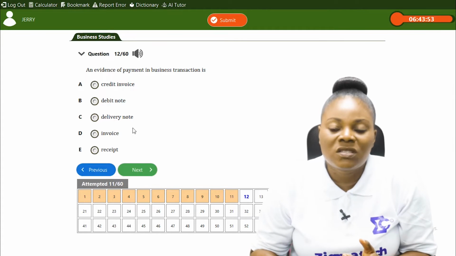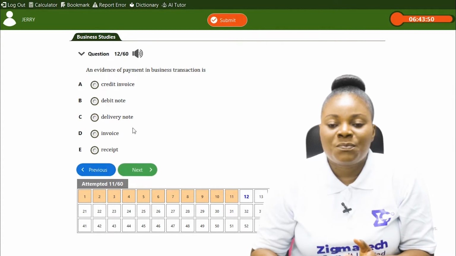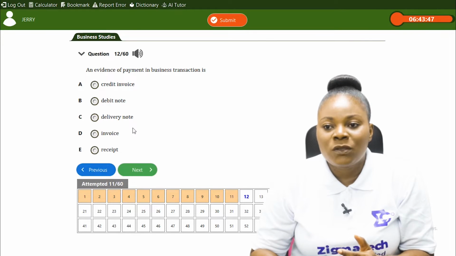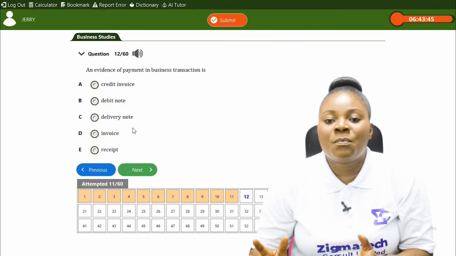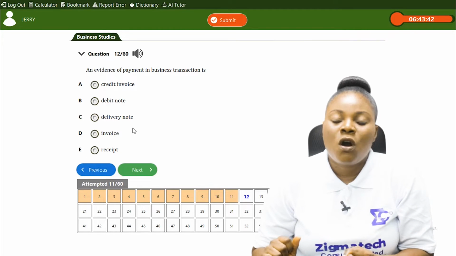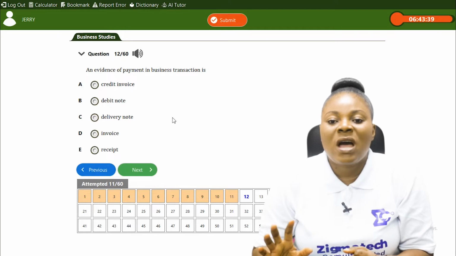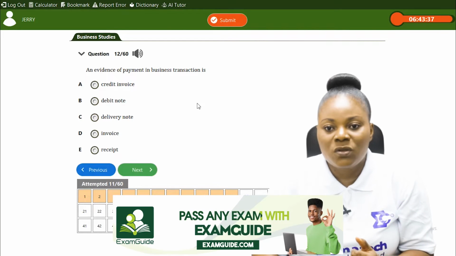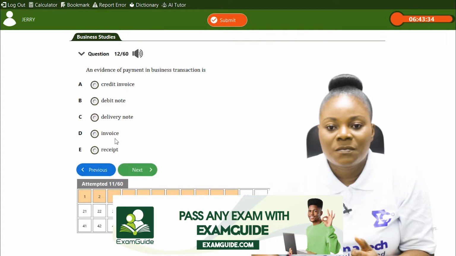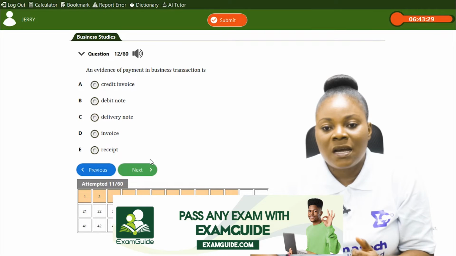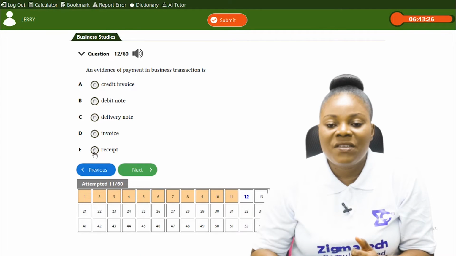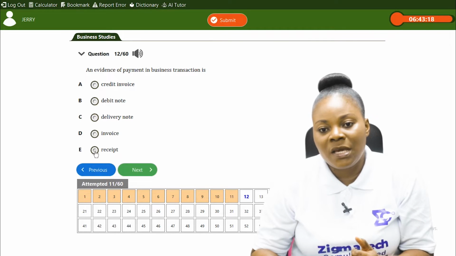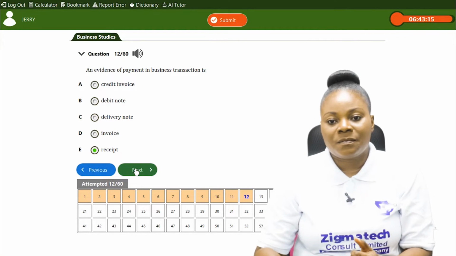We have the delivery note. The delivery note is that document that is prepared by a seller to a buyer, serving as a proof that the goods ordered for have been delivered or supplied to the buyer. We have the invoice. Then option E, which is receipt, is the correct answer. A receipt is a document that serves as evidence or proof that payment has been made for goods bought or service rendered. Option E is the appropriate answer.